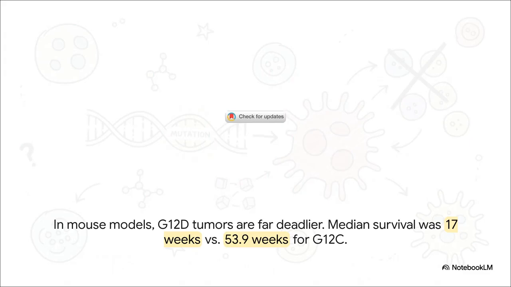And if you need proof, just look at this. The data from mouse models is, well, it's incredibly stark. The median survival for mice with those aggressive G12D tumors was just 17 weeks. Now compare that to the mice with G12C tumors. They survived for nearly 54 weeks. That's a massive difference. Same gene, different typo, dramatically different outcome.